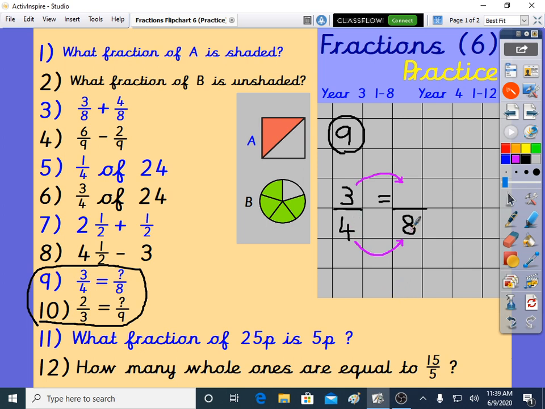So what happens to 4 to get to 8? I'll sing my 4s till I get to 8. 4, 8, I times by 2. I multiplied, I should say, by 2, because 4 times 2 is 8. So when you know what you do to the bottom, it's only fair to do the same to the top. Times the top by 2 as well. 3 times 2 is 6.